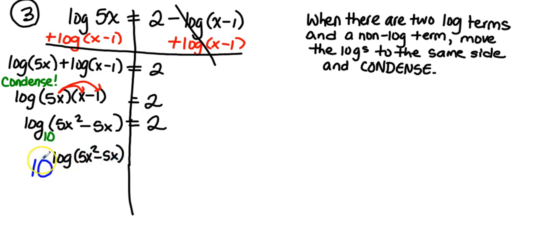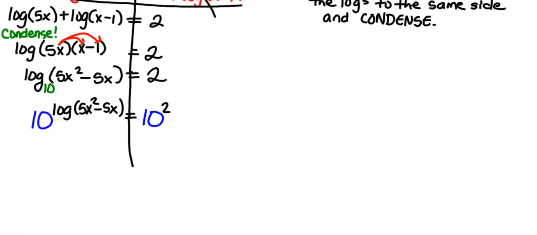Notice how big the 10 is and how I clearly made this exponent higher and smaller. What we do to one side, we do need to do to the other, so this becomes 10 squared on the right, raised both sides. 10 and log base 10 cancel, leaving behind 5x squared minus 5x equals 100.